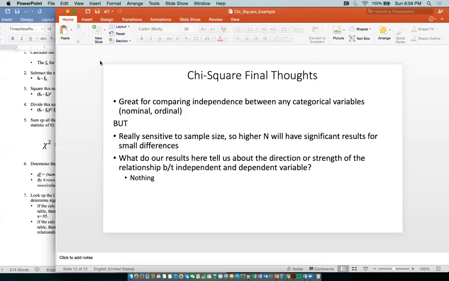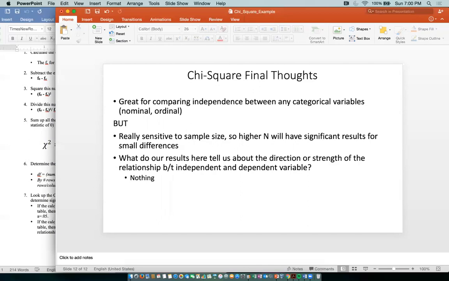A couple final thoughts that I have. So with chi-square, this is a really great tool for comparing two categorical variables and figuring out if things like gender do relate to vote choice. But the problem is twofold. So number one, these things are really sensitive to sample size. So the more people we have in our sample, the more likely we're going to have significant results for really small differences. So in this case, if I had, instead of 200 people in my sample, if I had, say, 2,000 or 20,000, I would have had a much larger chi-square, and I would have had most likely a significant difference or a significant dependency.